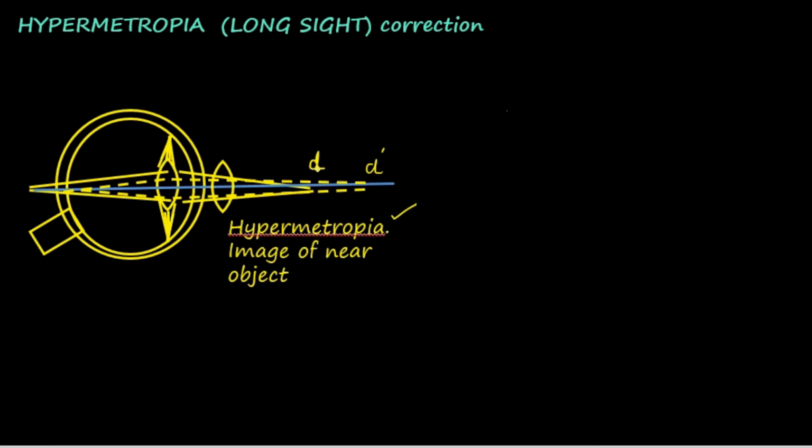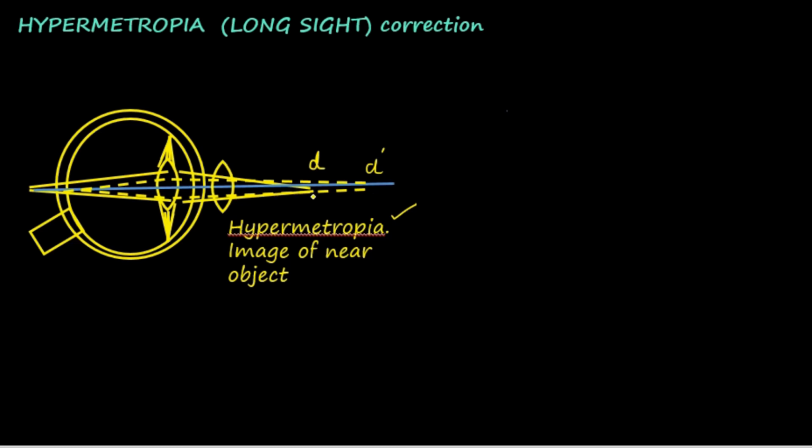This is because their least distance of distinct vision, namely D, has shifted further away from the eye, and the new point is D dash. So they can see only up to this portion, D dash. If the object is moved further towards the eye, then they cannot see. How to see these objects then? It is for that the convex lens is used.